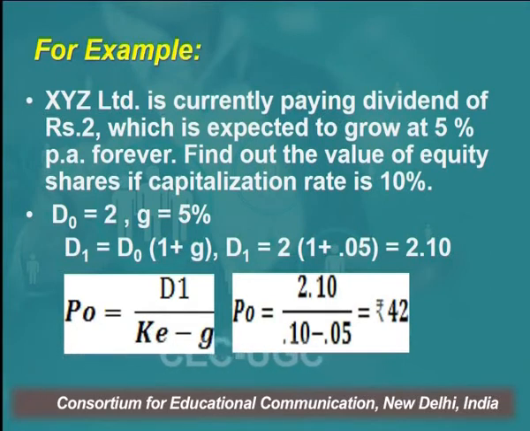So P0 is equal to D1, that is 2 rupees 10 paisa, divided by Ke, the required rate of return, which in our example is the capitalization rate of 10%, and the growth rate is 5%. So Ke minus g, 10% minus 5%, comes to be 0.05. So 2 rupees 10 paisa, which is the D1 dividend at the end of the year, divided by cost of equity minus growth, right? That is Ke, the cost of equity, required rate of return or capitalization rate. Sometimes we use different words for this, right? So Ke is 10%, 10 minus 5%, and that comes to be 42 rupees.